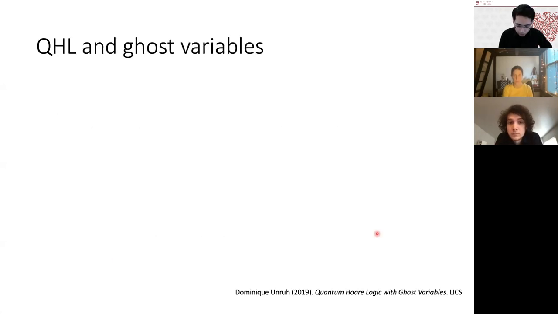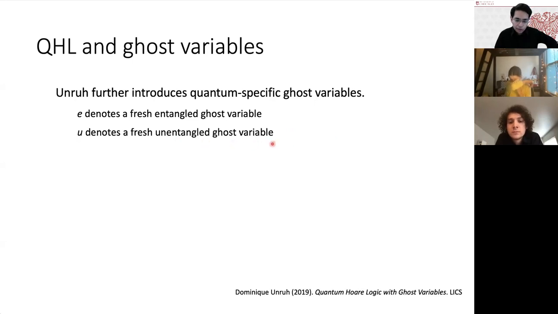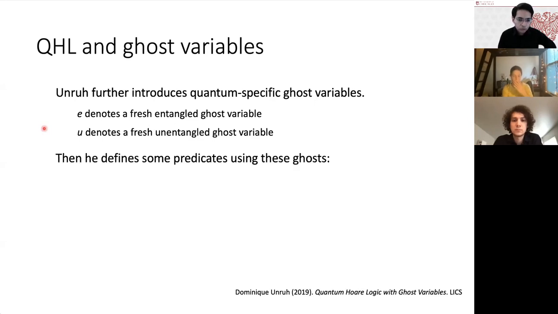Now, there's another part of Unruh's work which is very useful to us, and that's the notion of ghost variables he introduces, which are specific to quantum computing. There are primarily two different ghost variables he introduces. One is called the entangled ghost variable, and it's denoted by E. Similarly, there's U for unentangled ghost variables. What they let us do is talk about certain properties in the specification, using some qubits, and we'll see examples when I walk through our proofs.